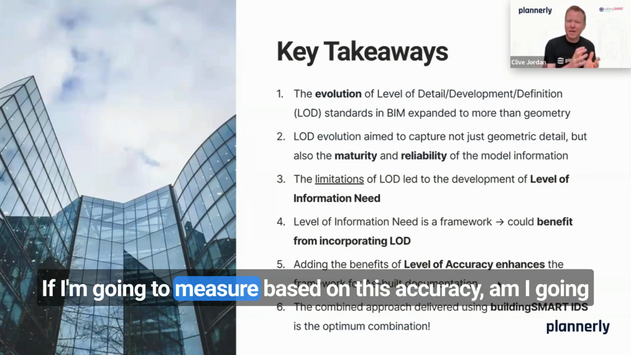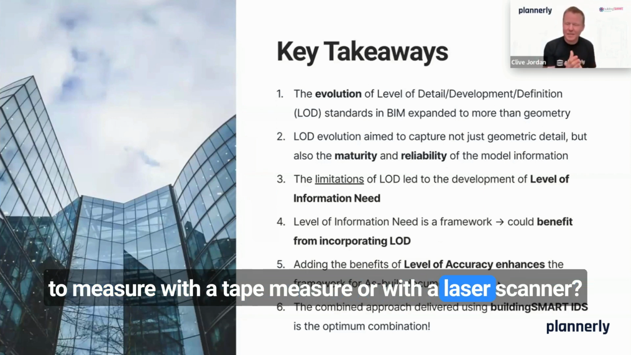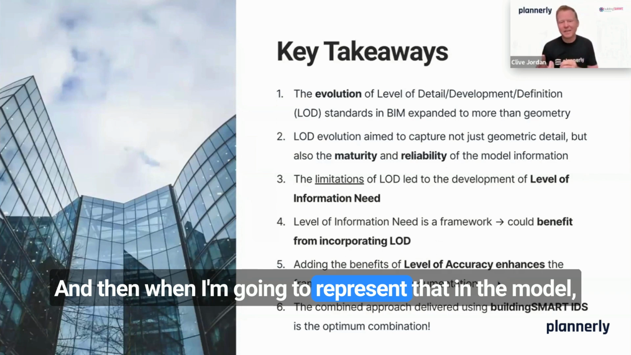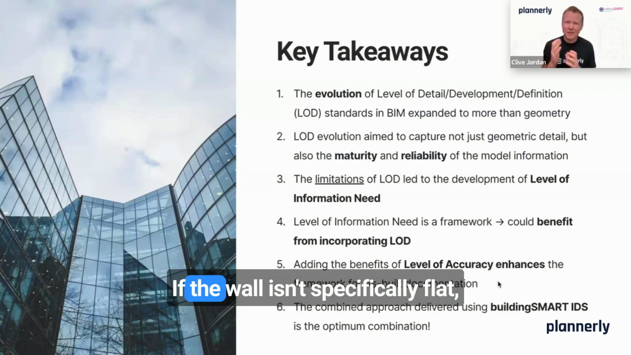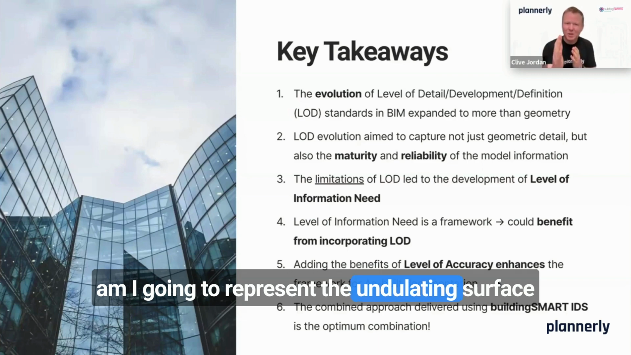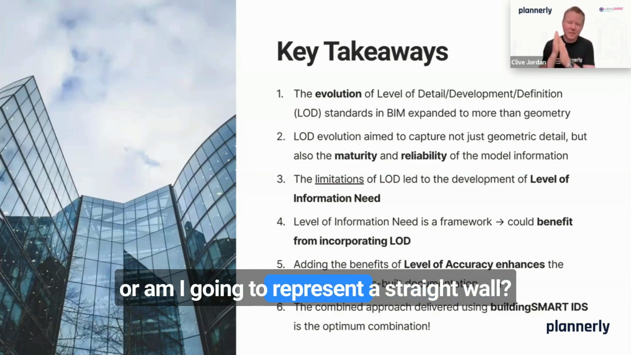If I'm going to measure based on this accuracy, am I going to measure with a tape measure or with a laser scanner? And then when I'm going to represent that in the model, how much am I going to want to represent? If the wall isn't specifically flat, am I going to represent that undulating surface, or am I going to represent a straight wall?